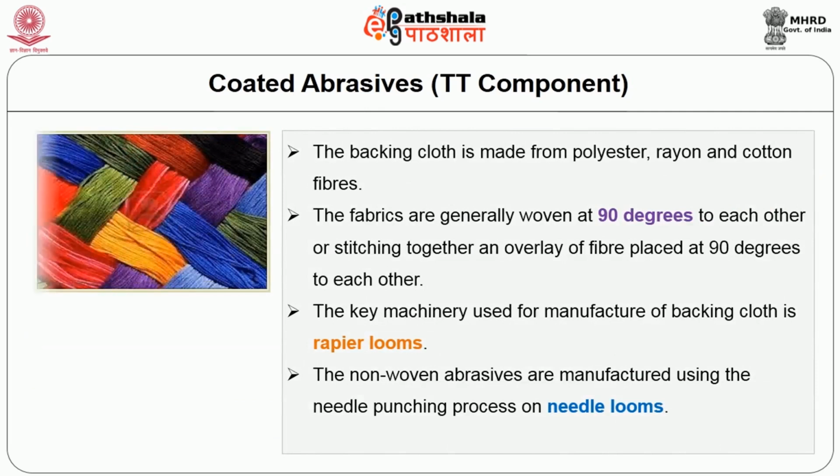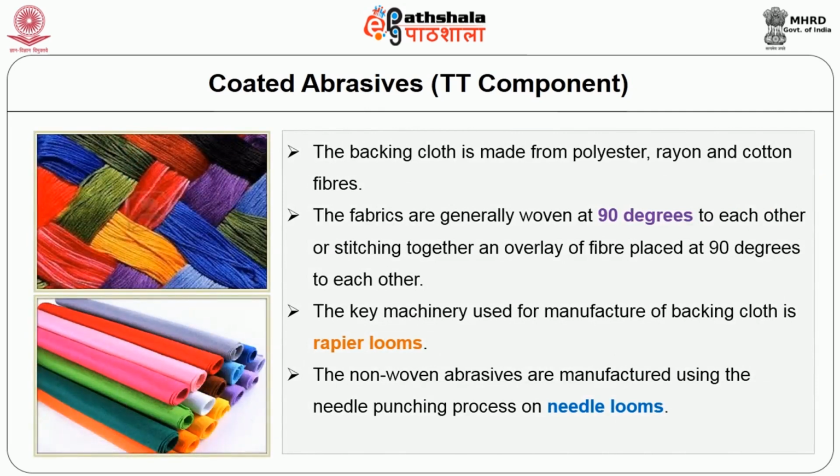The backing cloth is made from polyester, rayon and cotton fibers. The fabrics are generally woven at 90 degrees to each other or stitched together on an overlay of fiber placed at 90 degrees to each other. The key machinery used for manufacturing of backing cloth is the rapier loom. The non-woven abrasives are manufactured using the needle punching process on needle looms.